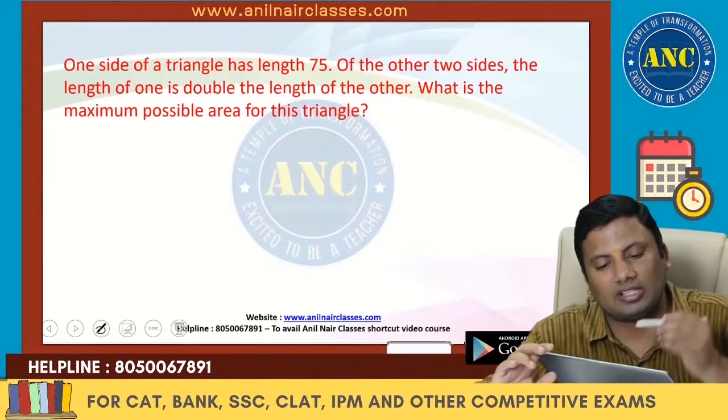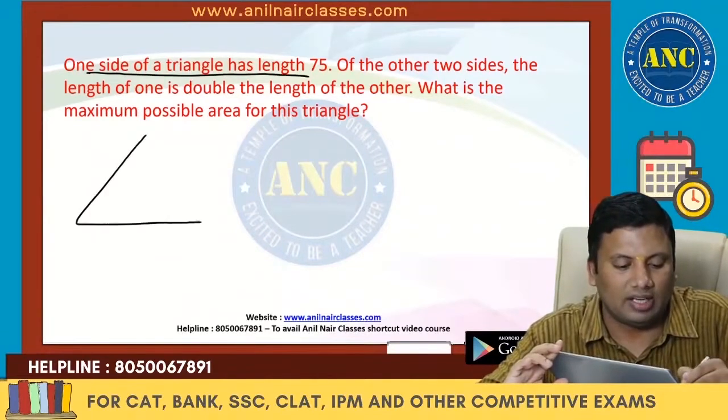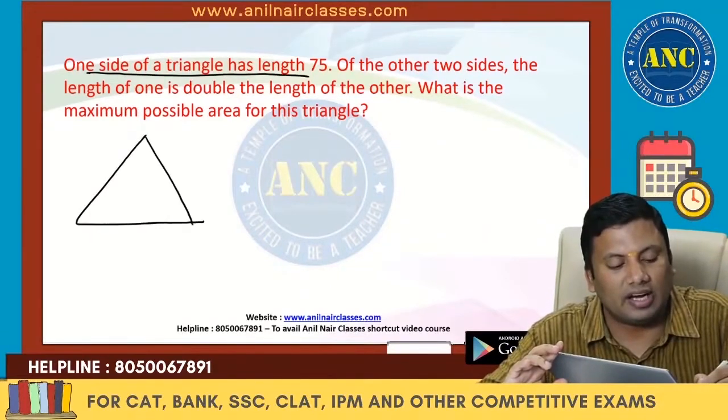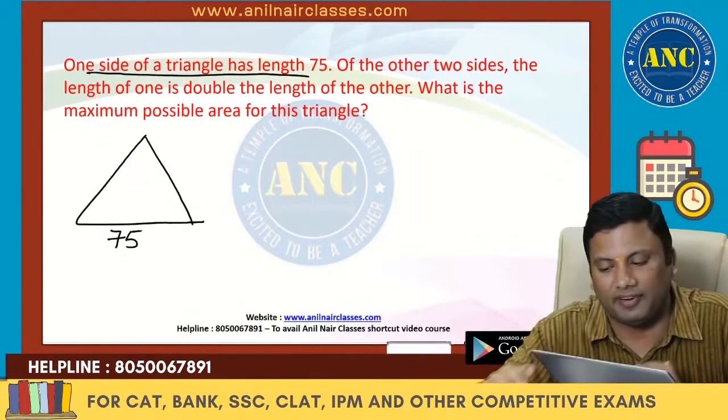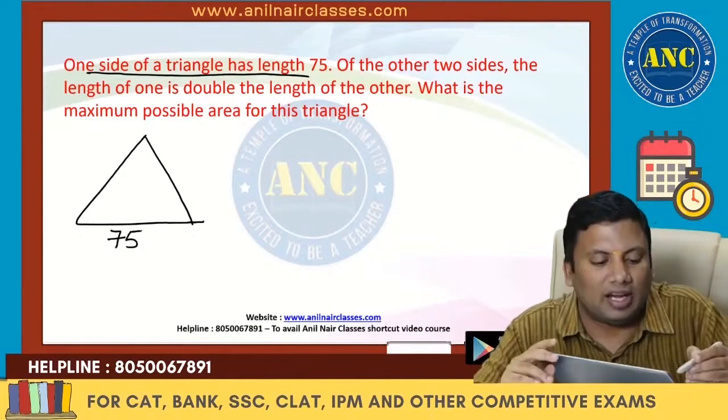Another question. This is a question based on geometry. One side of a triangle has length 75. Of the other two sides, the length of one is double the length of the other.